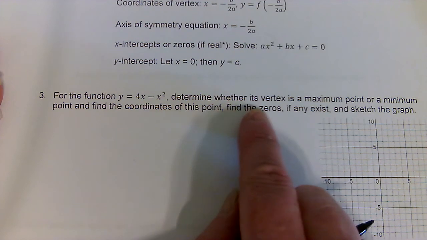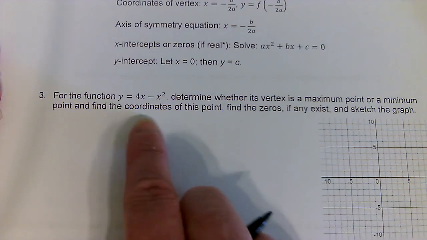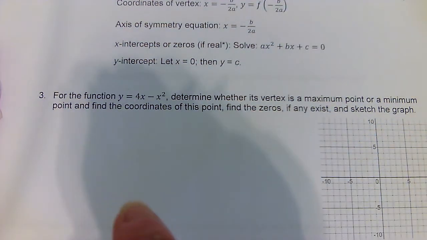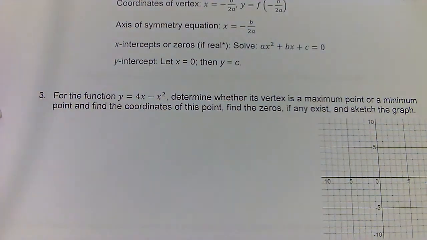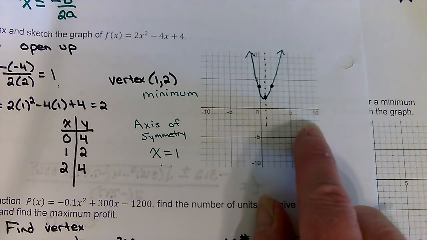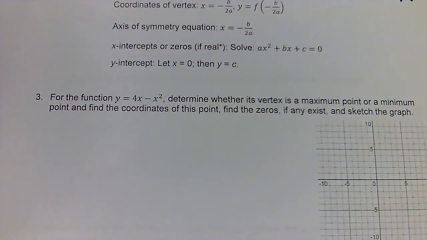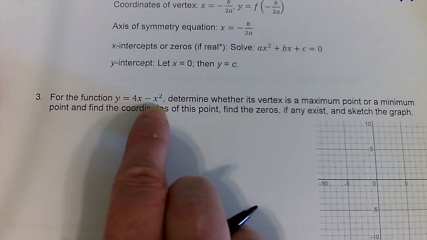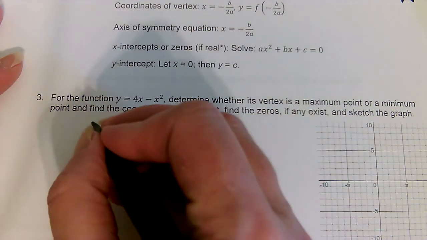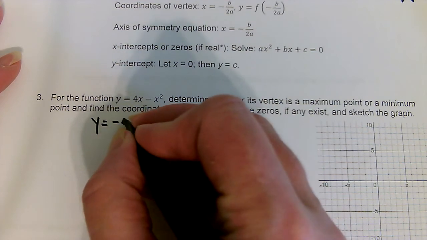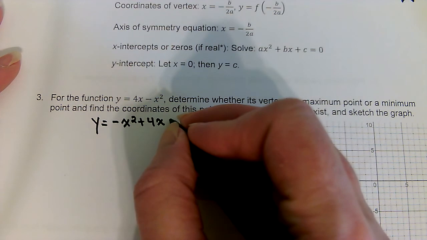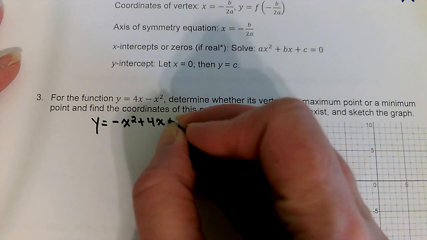On this function, determine whether the vertex is a maximum or a minimum, find the coordinates of this point, and find the zeros if they exist. Sometimes you don't have x-intercepts, like that first example. Notice we had a y-intercept, but we did not have any zeros, no x-intercepts. All right, so y equals 4x minus x squared. It's kind of not in order, right? I would much rather it be negative x squared plus 4x. And normally there's a plus c, so that c is 0, right? Okay, plus 0.